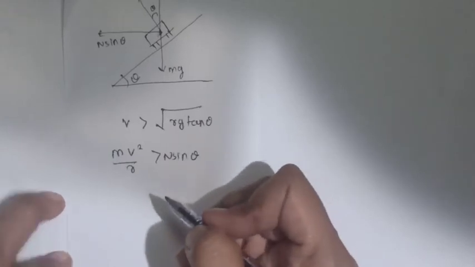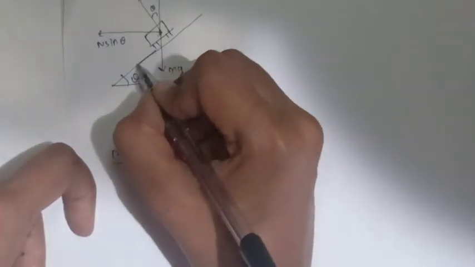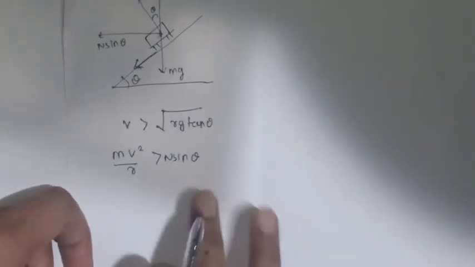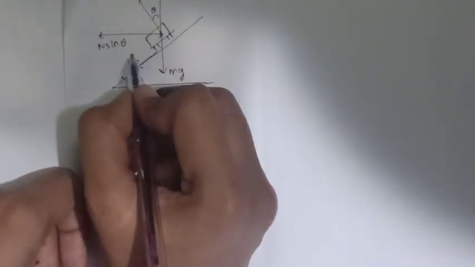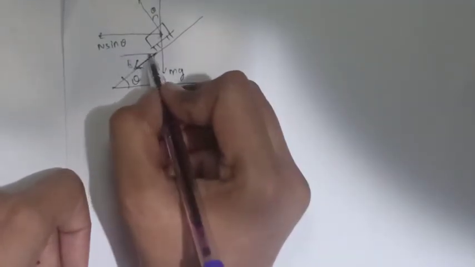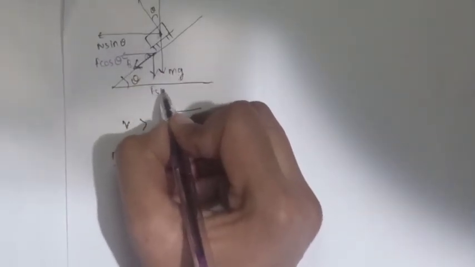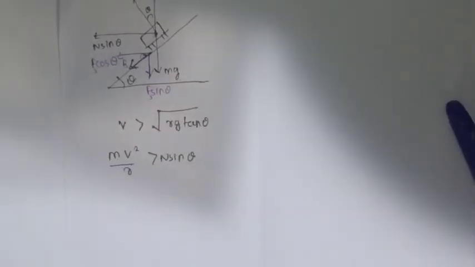The direction of the frictional force is along the inclination of the road, toward the downward. Again, this frictional force is resolved into two components, horizontal and vertical, at angle theta. The horizontal is given by fs cos theta, and the vertical is given by fs sin theta. That's it. Let's revise this again.